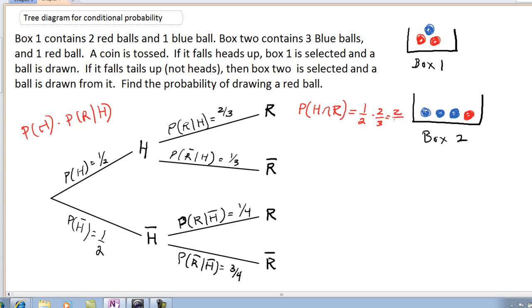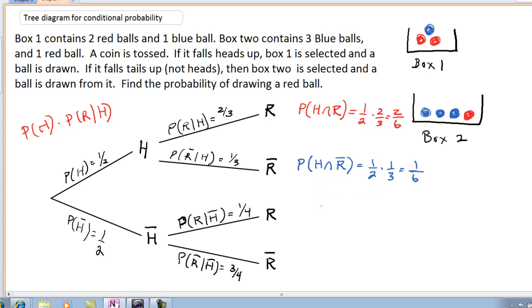I'll put 2/6 because I'm going to add later and show you something. Now this one, if we go along this path, we get a heads and then a blue. So this is probability of heads and blue, which is not red, right? So that's 1/2 times 1/3, which is 1/6.